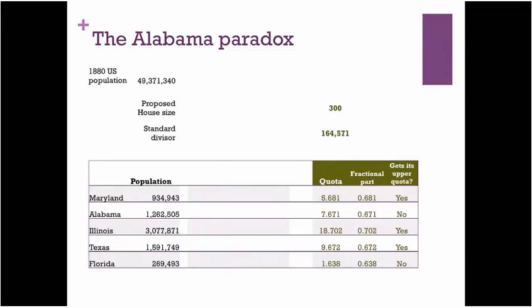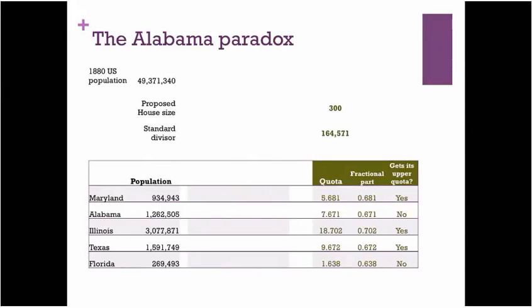It also then changes the fractional parts. Okay, so here are the fractional parts. Now they're slightly out of order. It turns out that when we do this recalculation, the list is no longer ordered correctly. They're slightly out of order. And in particular, you'll notice that Illinois has a fractional part that is larger than the fractional part of Maryland or Alabama now.